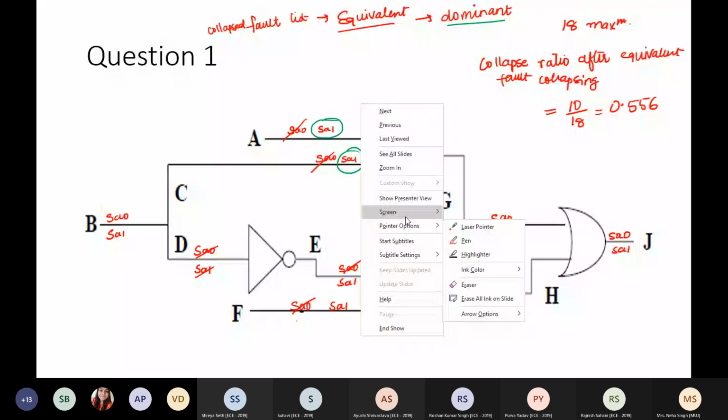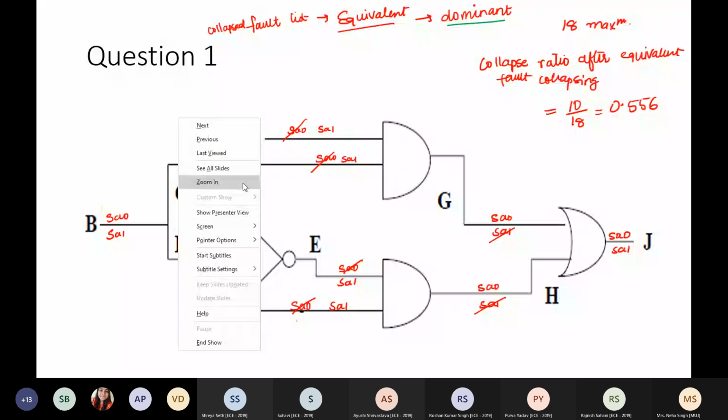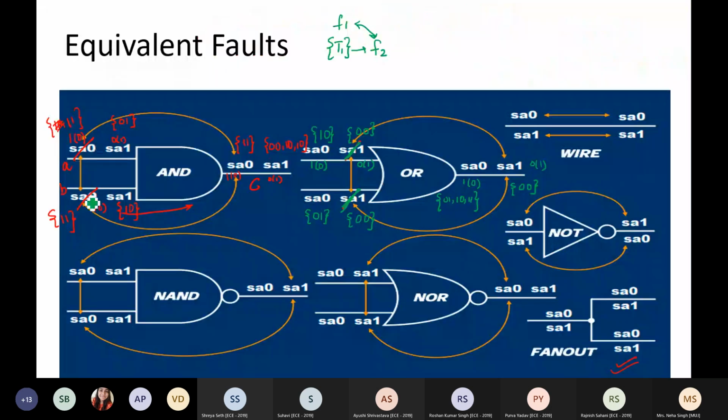So the first primary input is A. A is given to the AND gate. How will fault collapsing of the AND gate work? Equivalent fault: if we look at it, in equivalent fault, stuck at 0s are eliminated at the input and we are left with the rest of the faults.